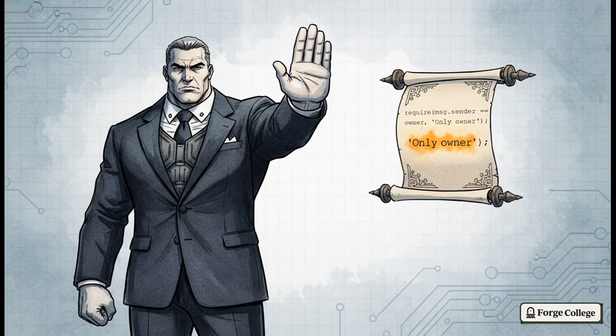This brilliant little line of code right here illustrates the core logic inside that modifier perfectly. It literally says, require that the message sender is exactly equal to the owner. If they aren't, the bouncer yells, "only owner," and immediately reverts the entire transaction. That little text string at the end, "only owner," is your explicit revert message. And trust me, as we'll see in just a second, that message is going to become your absolute best friend when you are writing tests.